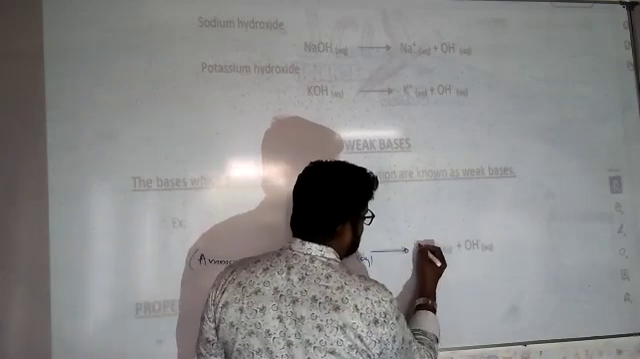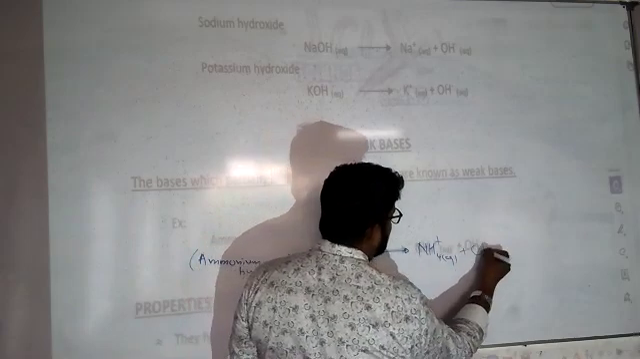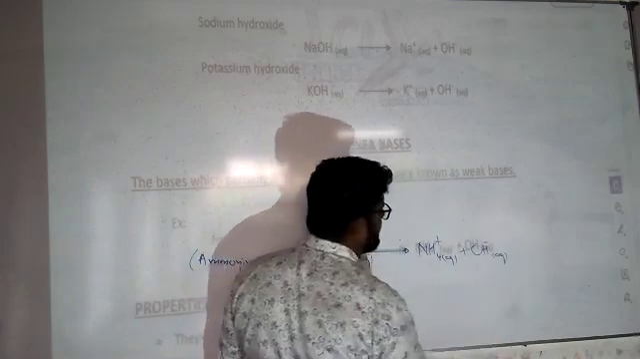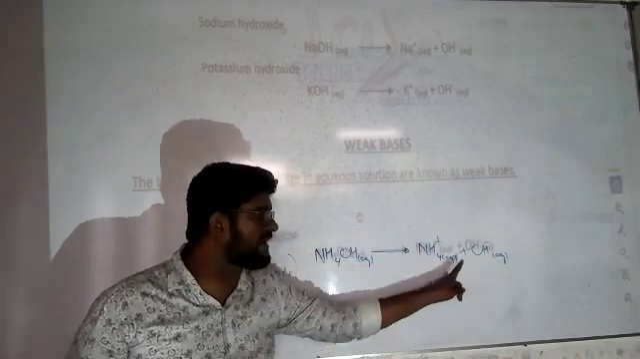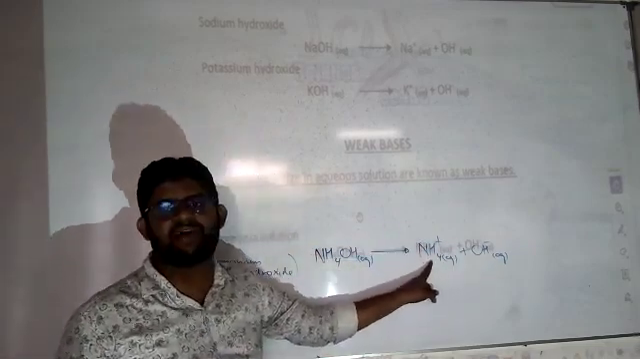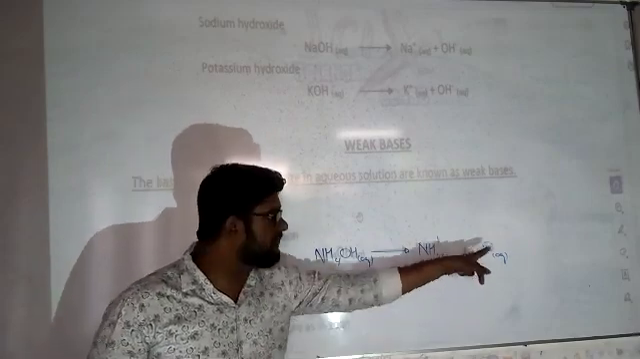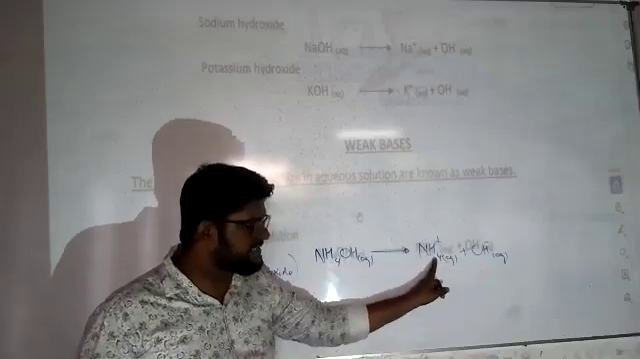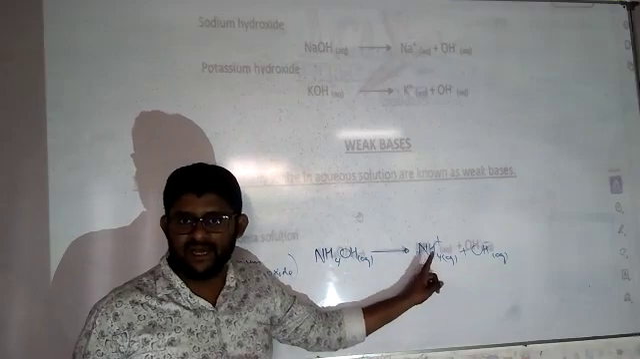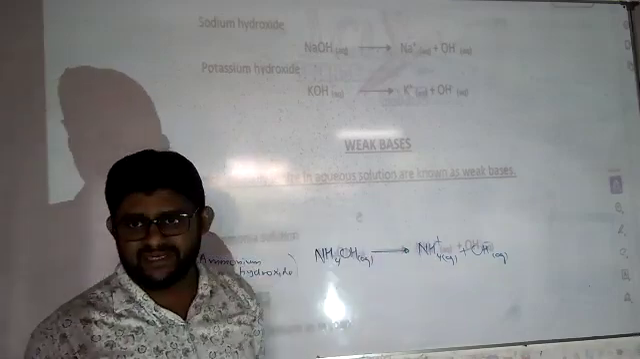This is ionizing as NH4 plus OH minus. Can you see OH minus is gone out? But is it completely gone out? Still some of the hydrogen are there with N. H is a part of OH. Is all the H gone out here? No. Some of the H are still there, which means it is weak. What weak? Weak base. It is a weak base.